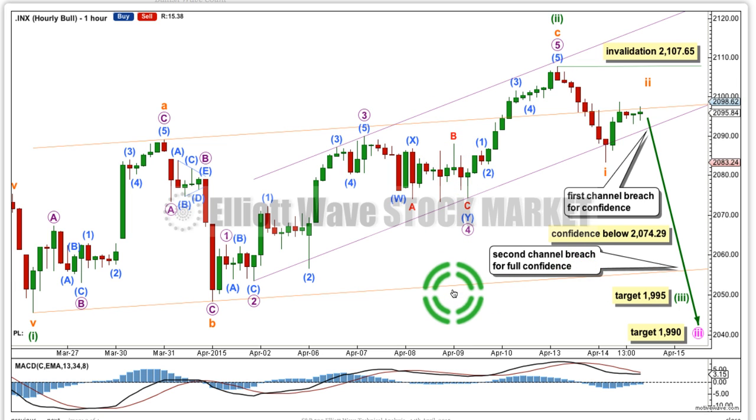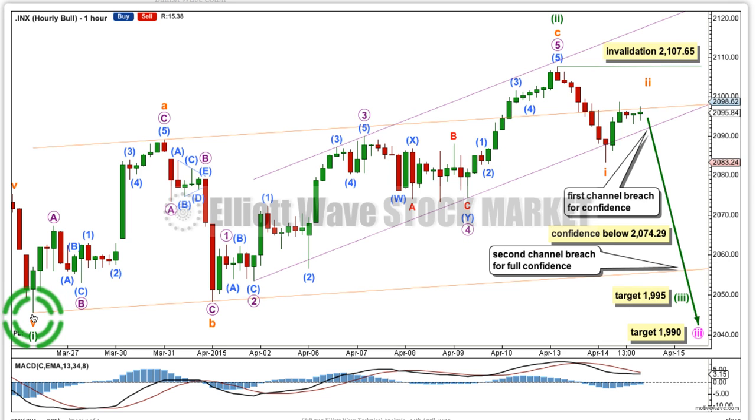I will have full and final confidence in the targets with a clear breach of the big orange channel containing this regular flat. At 1995, minuette 3 would reach 1.618 the length of 1. At 1990, minute 3 would reach 1.618 the length of minute 1. Somewhere about the first target is where I expect the next sideways consolidation phase to begin at the daily chart level, and that subsequent fourth wave correction should be shallow because this second wave is very deep, and the fourth wave correction to come can't move back into first wave price territory.